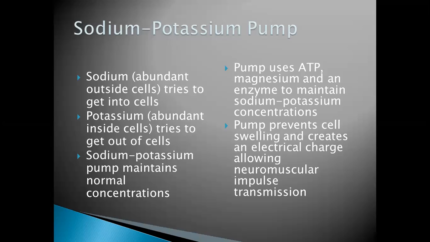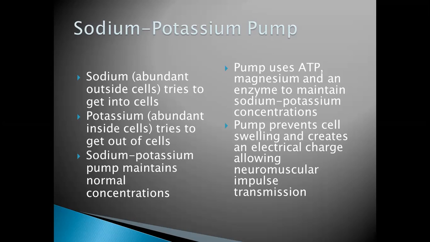Moving to the sodium potassium pump. Sodium, which is abundant outside the cells, tries to get into the cells. Potassium, which is abundant inside the cells, tries to escape the cells. It is the sodium potassium pump which maintains their normal concentrations in the respective compartments. It utilizes ATP and maintains the concentration. So this is the pump that prevents cell swelling and creates the electrical charge to allow neuromuscular impulse transmission by generating RMP.